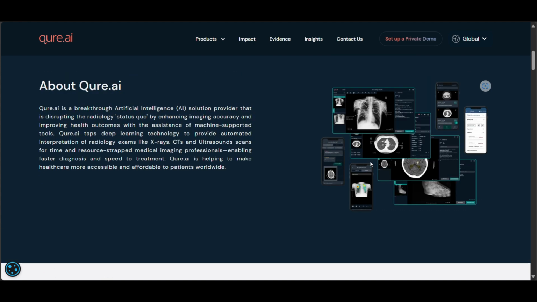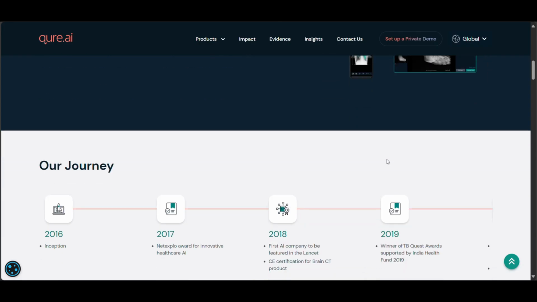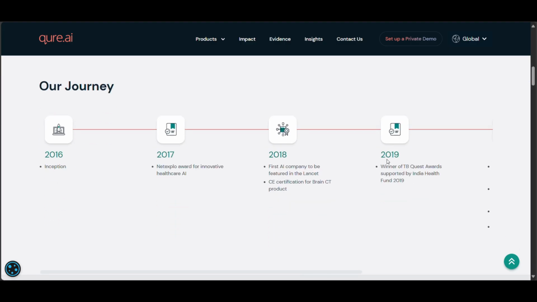These solutions aim to enhance diagnostic efficiency and support clinicians in making informed decisions. During the COVID-19 pandemic, Qure.ai's X-ray analysis tool, qXR, played a crucial role in identifying lung infection associated with the virus. By rapidly analyzing X-rays, qXR helped in triaging patients based on the severity of their condition, thereby optimizing the allocation of medical resources.